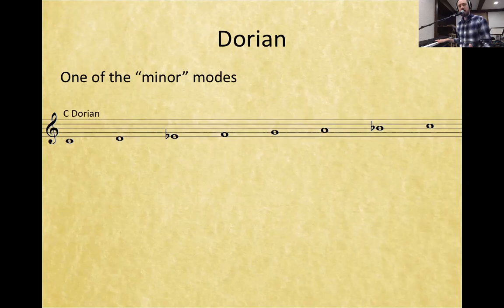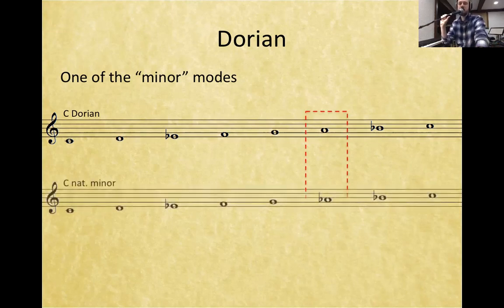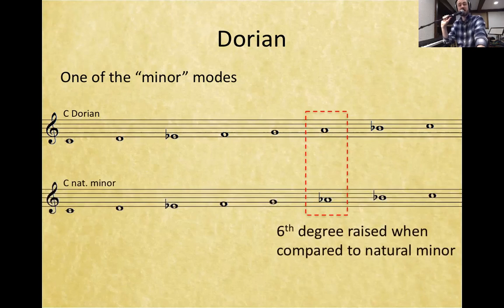So what we want to look at here, first of all, I hope you like that sound. Dorian has just a lovely sound to it. Can we notice what the difference is between C Dorian and C natural minor? It's that sixth scale degree.